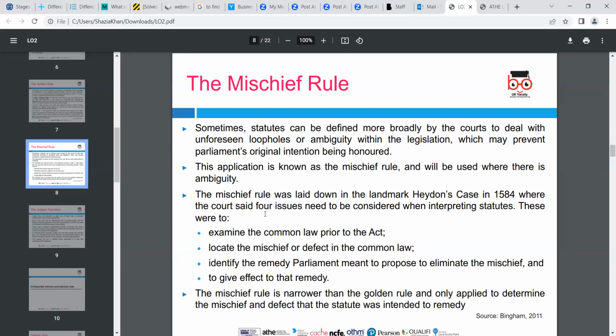Fourthly, the mischief rule is narrower than the golden rule and only applied to determine the mischief and defect the statute was intended to remedy. The rule gives a judge more discretion than either the literal or golden rule.